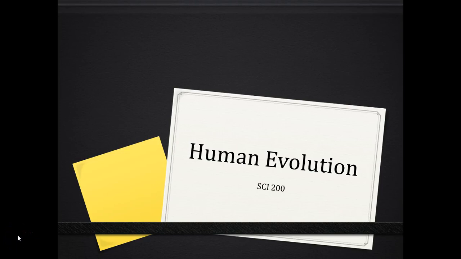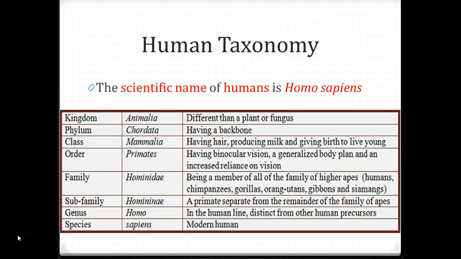Hello students, today we will focus on the evolution of humans and answer the old question of how did we get here. Humans are classified like any other species under a species name according to Linnaean taxonomy, and that species name for us is Homo sapiens.